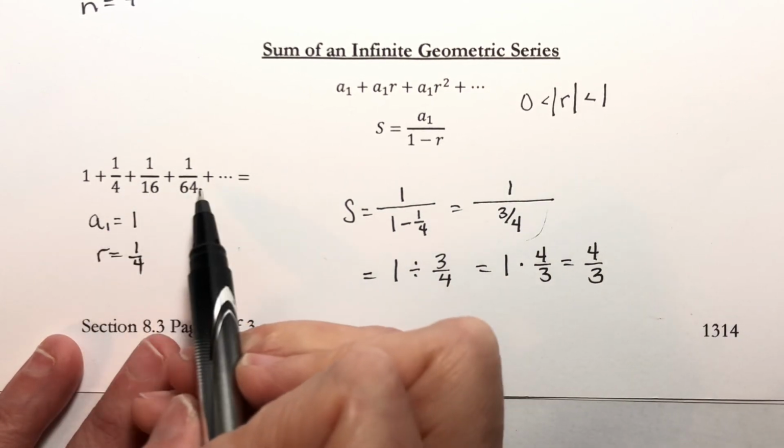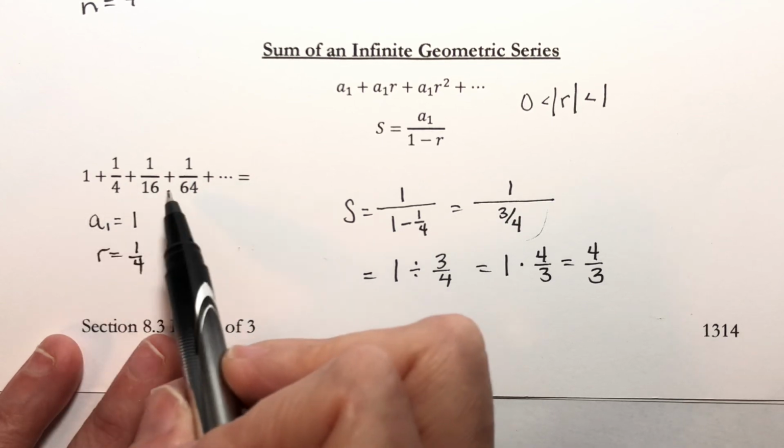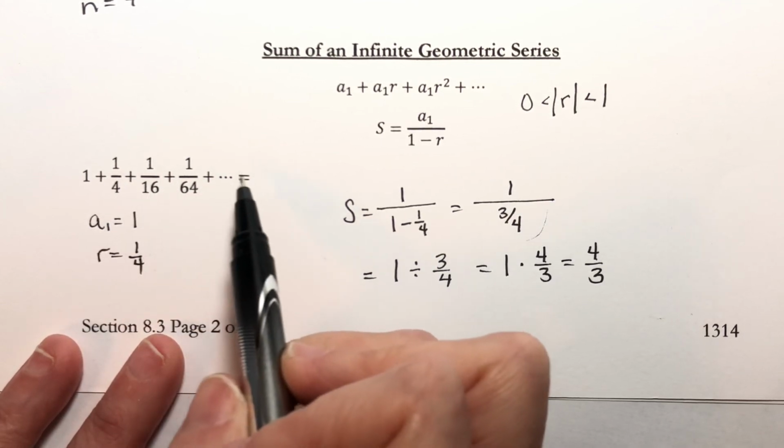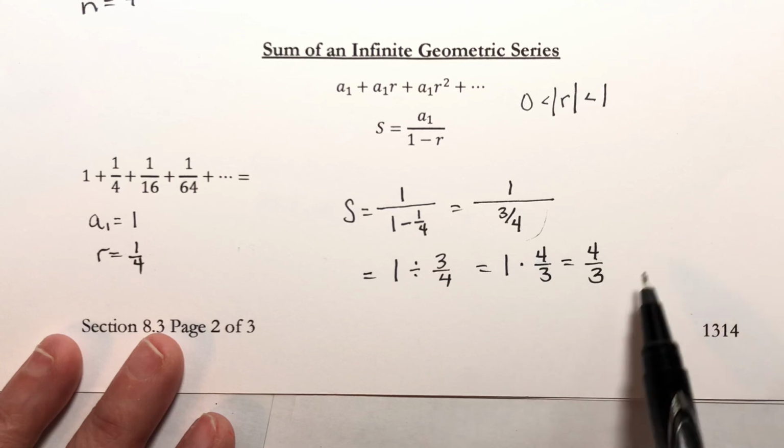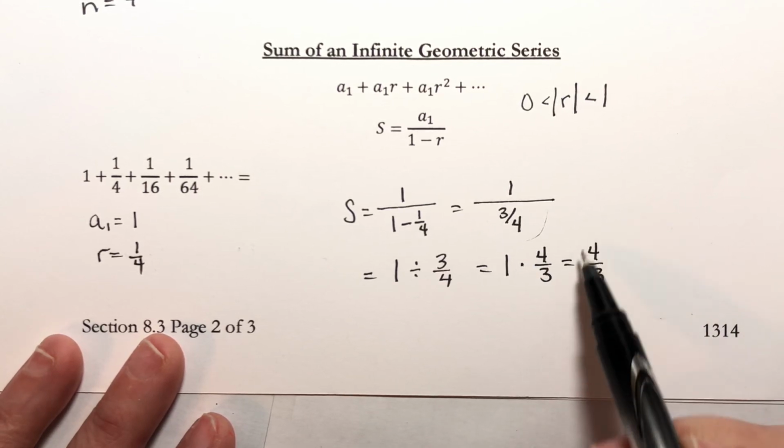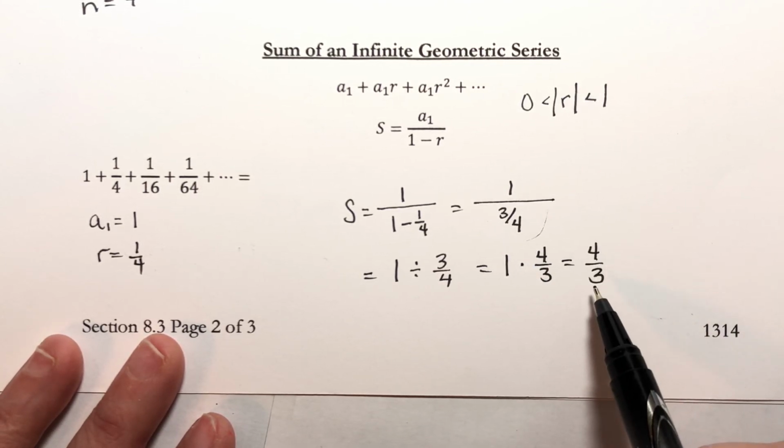If you start adding these together and you keep going on in the pattern, you go out, out, and out, and you start using your calculator, you can see that your values are going to get close to 4/3 the further out you go.